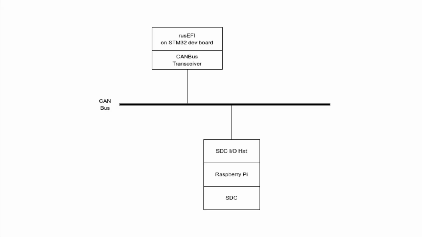Let's start by taking a look at how the demo system I will be using has been configured. The configuration is pretty simple. There are just two nodes connected to a CANBus. The first node is an STM32 development board with a transceiver connecting it to the CANBus. The second device is a Raspberry Pi with an SDC I/O hat providing a CANBus connection.